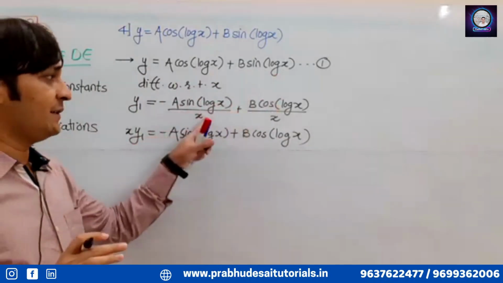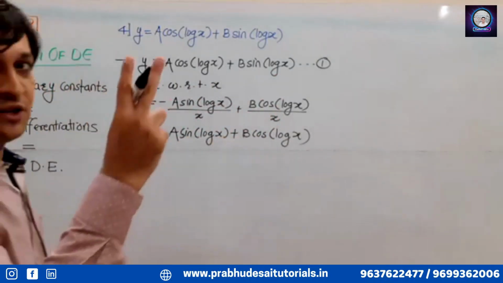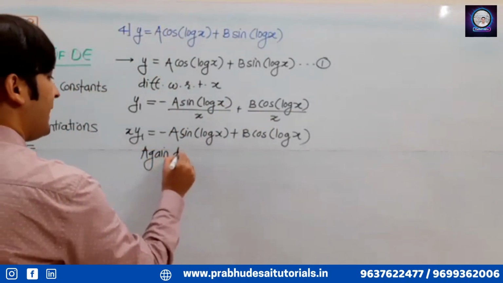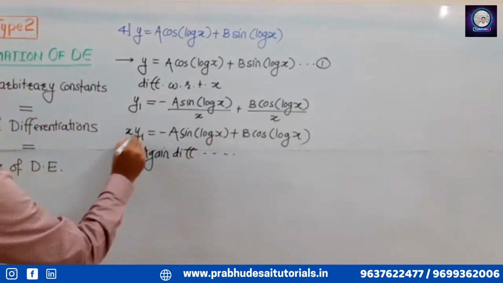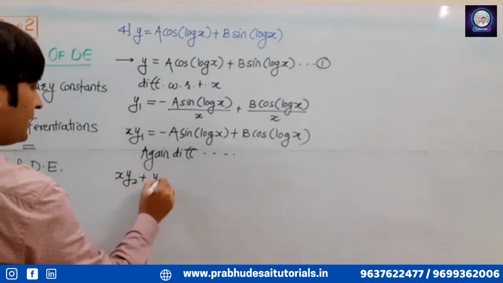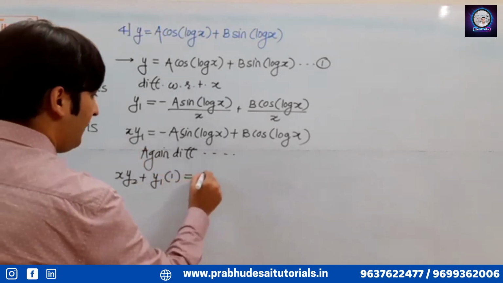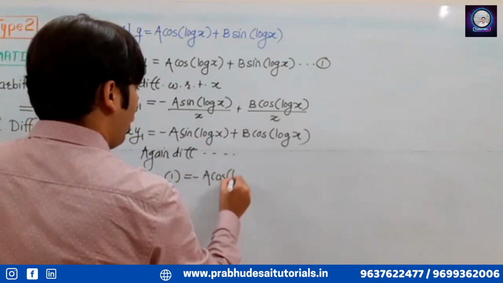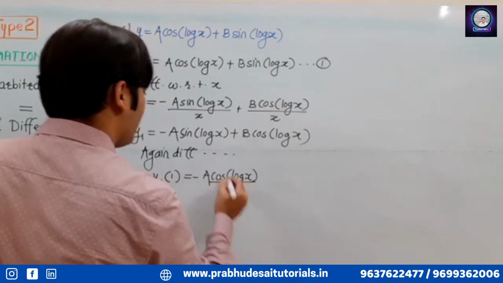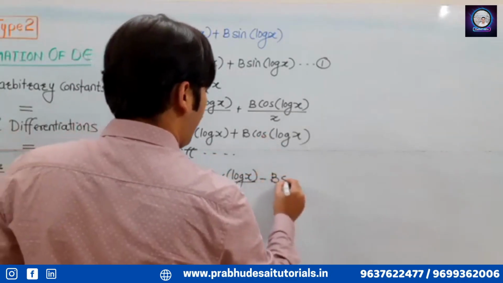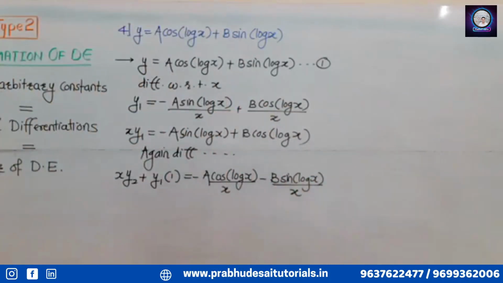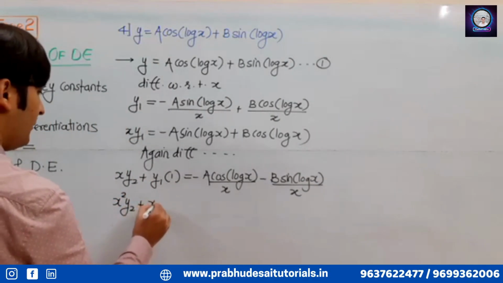Differentiating this once, shifting this x on the left side. Again differentiate because 2 derivatives, because two constants. So again differentiating with respect to x, UV rule: x derivative of y1 is y2, plus y1 derivative of x is 1, minus a as it is. This is u derivative v plus v derivative of u. a sine derivative is cos of log x into derivative of log x is 1 upon x. b as it is, derivative of cos is minus sine of log x into derivative of log x is 1 upon x. I'm just shifting this x to the left side and it becomes x squared y2 plus x y1.